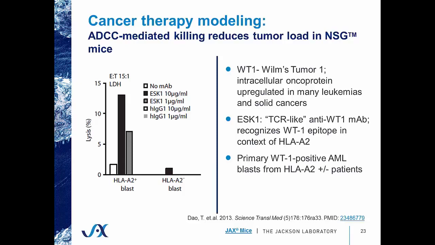The investigators took primary WT1 positive AML cells from HLA-A2 positive and negative patients, and then tested the efficacy of their therapeutic antibody. As we can see here, as they measured cell lysis of their AML blasts, we can see a high level of lysis only in the presence of their therapeutic antibody in the context of HLA-A2, and we didn't see that in HLA-A2 negative blasts. So this demonstrates that their therapeutic antibody is specific for WT1 only in the context of HLA-A2.